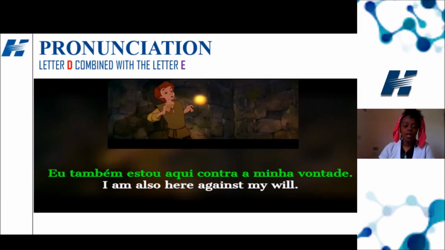First, let's talk about pronunciation, okay? Let's start with the letter D. The letter D can sound really different when combined with the letter E, like in the word vontade. As I said, in Brazil we say vontade, but in Portugal it will not sound like j, it will sound something like d, vontade. You see the difference? J, d. Pay attention to this scene here.